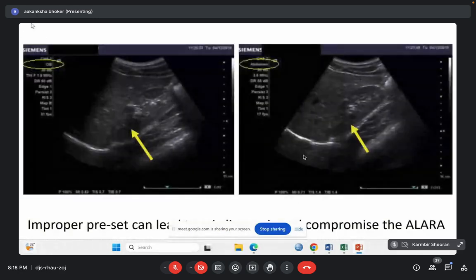This is an example. If we examine the abdomen on the obstetrical package, this is the liver and this is the kidney. Then in that case we may misinterpret that there is some lesion in the kidney, some nodular lesion. While when we switch back to the abdominal mode, that lesion will disappear. So this is the importance of selecting the already applied presets.